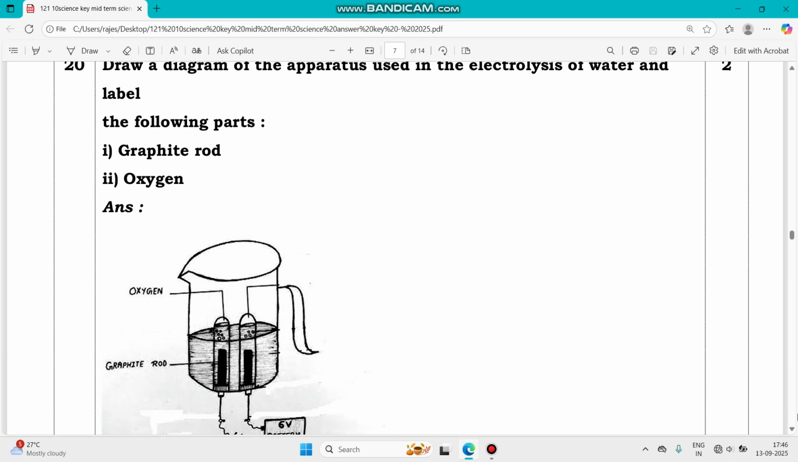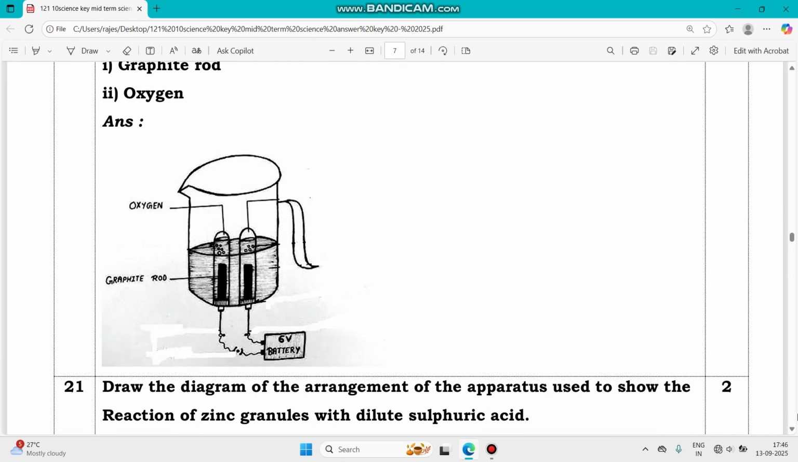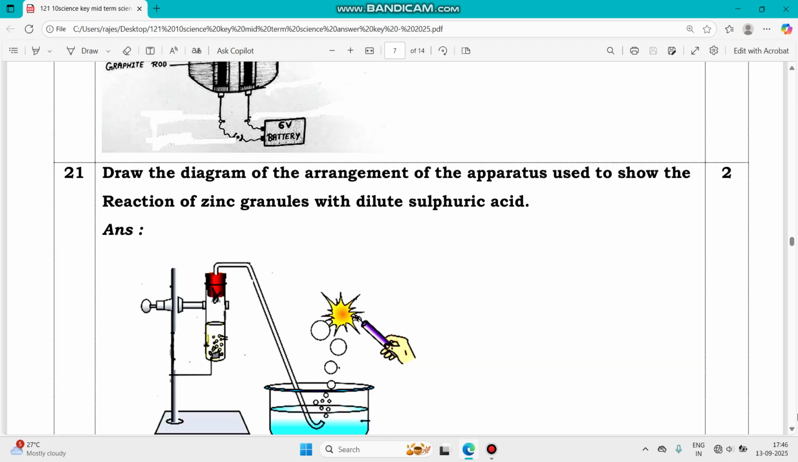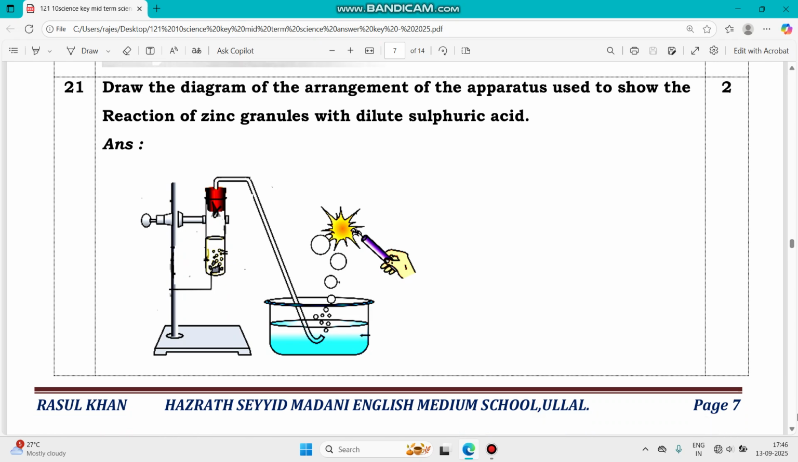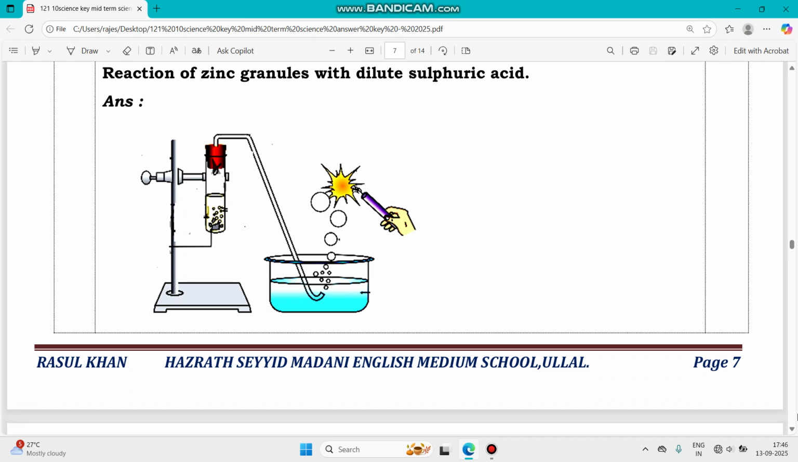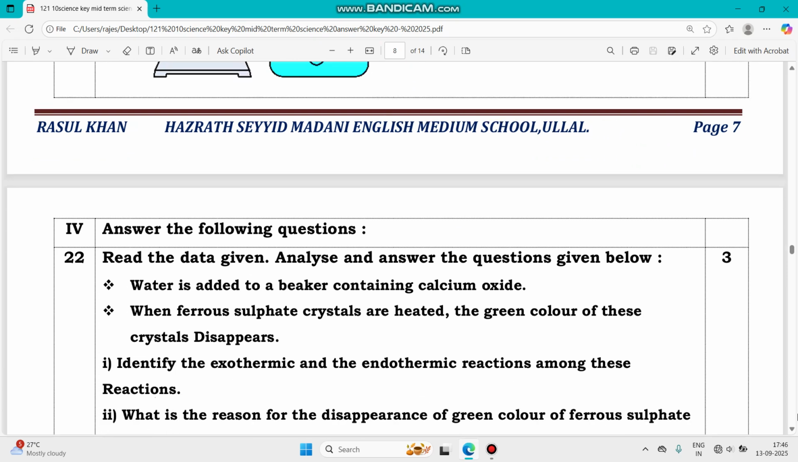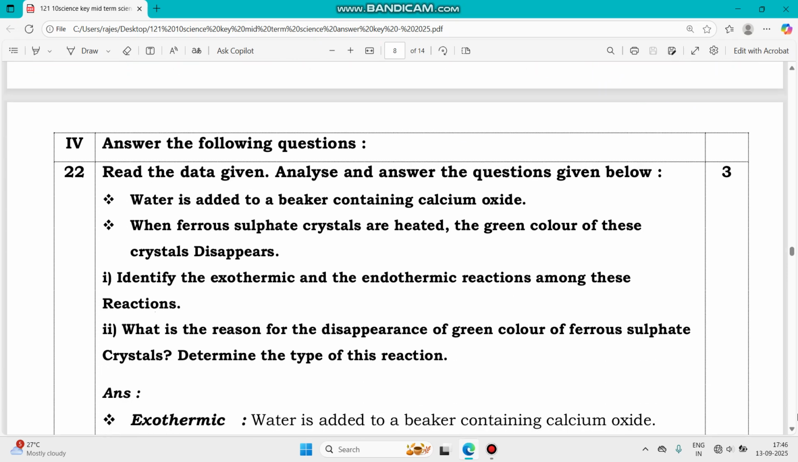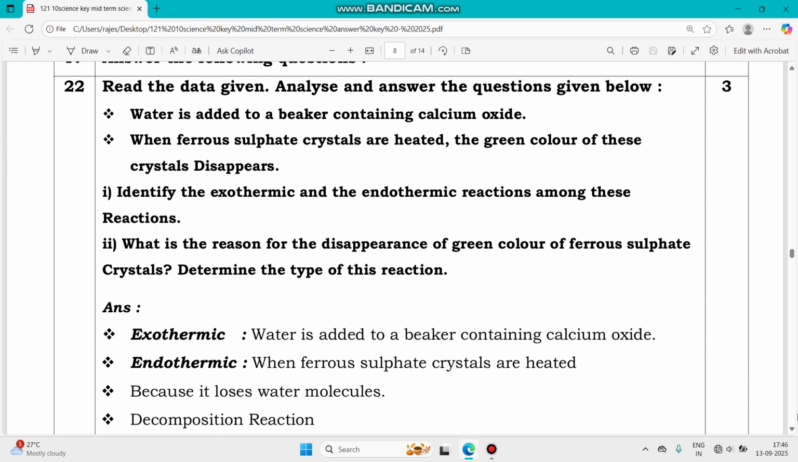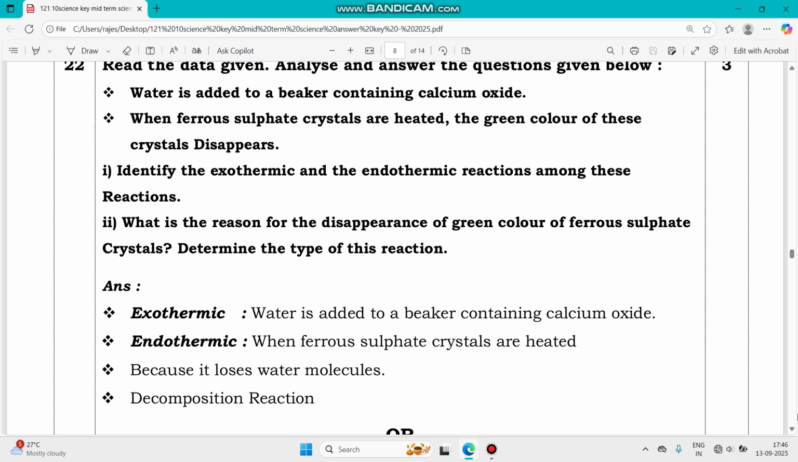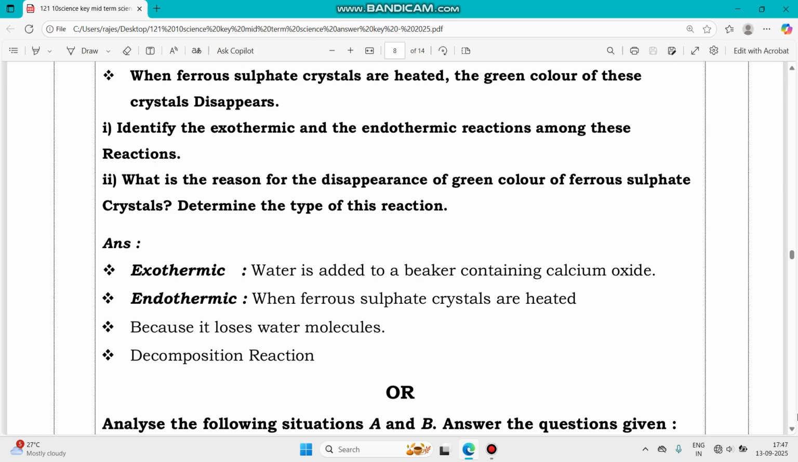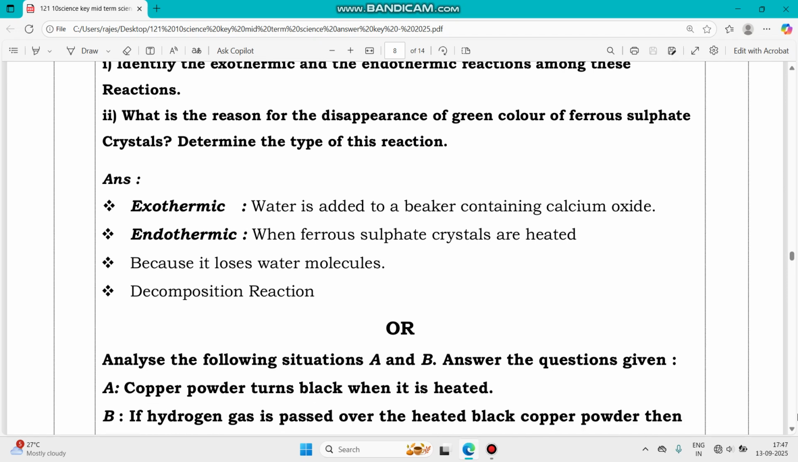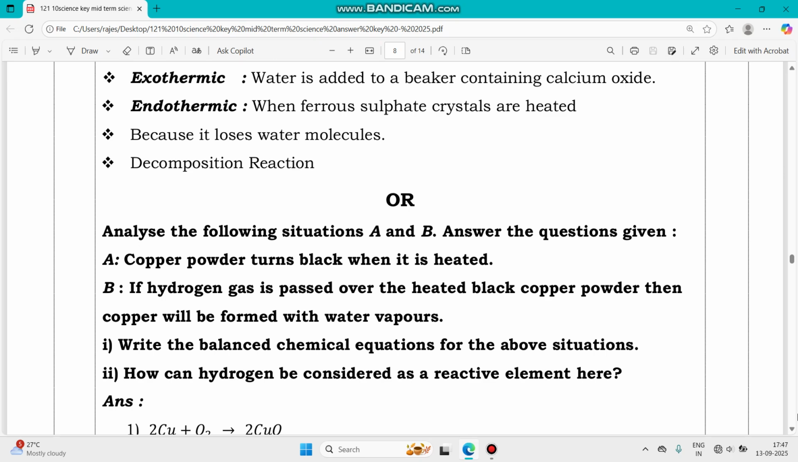So you are seeing the graphite rod and oxygen. Oxygen is evolving at the graphite rod. So draw a diagram of the arrangement of potash. So you are seeing this good image. 3 marks question: exothermic and endothermic. Exothermic means water is added to the beaker containing calcium oxide. Endothermic means when ferrous sulfate crystals are heated, they lose water molecules and decompose.